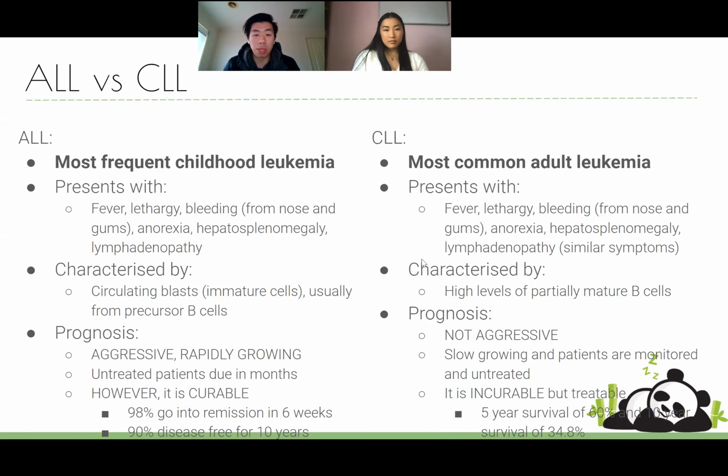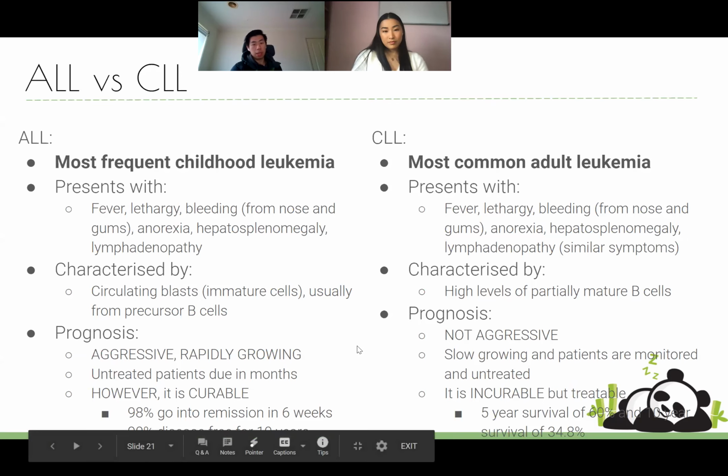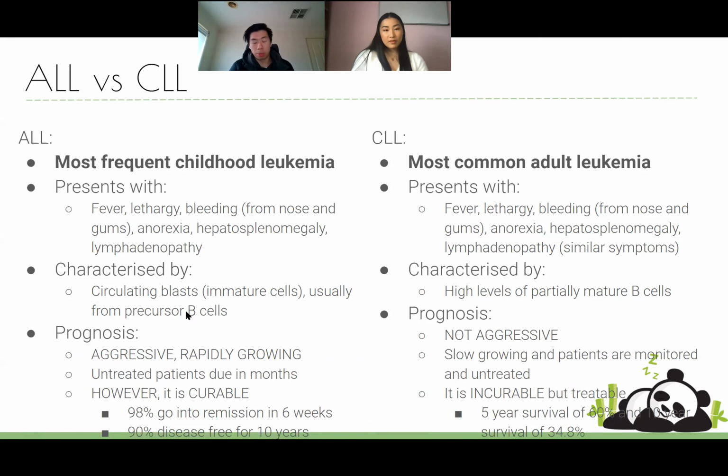Some key words, as Elaine talked about before: ALL is very common in childhood. CLL is more common in adulthood. People generally die with CLL, rather than from CLL, because it is so unaggressive. The symptoms and all that kind of stuff are very similar, and it's characterized by its blast count. Those are your immature white immune cells, and they kind of progress through. That's all blast means, by the way, just immature cells.